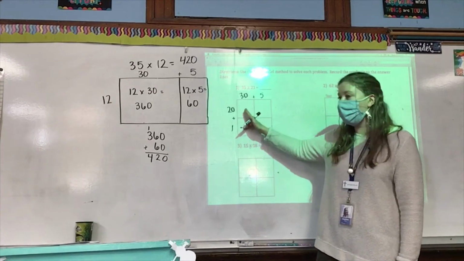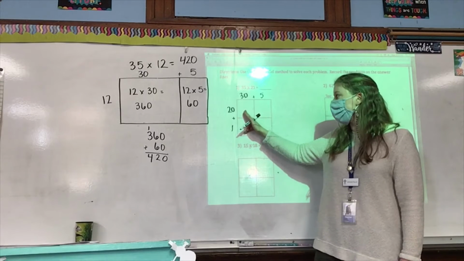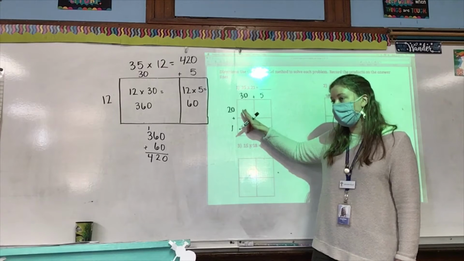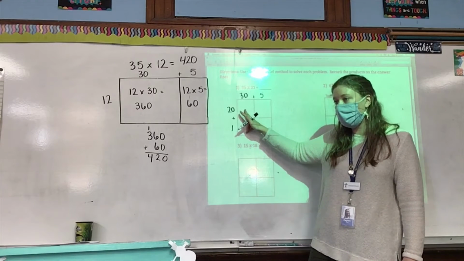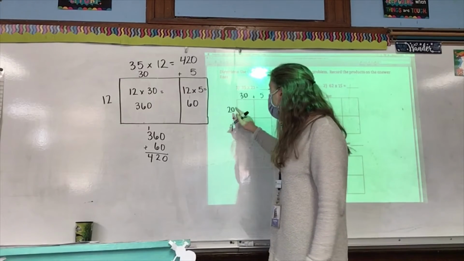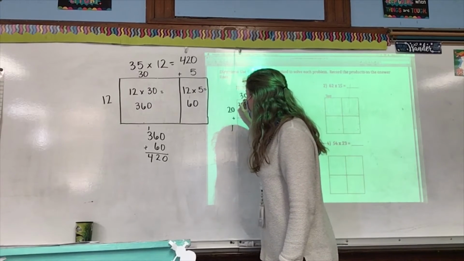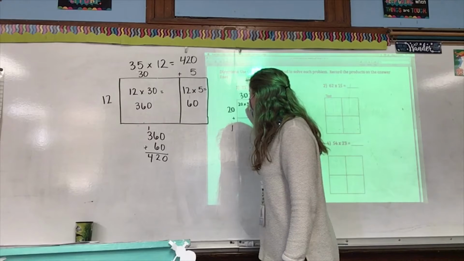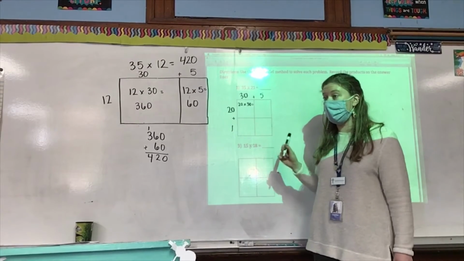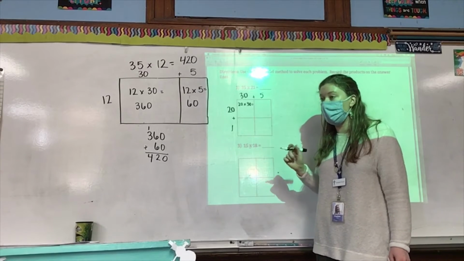Now Kingston, in this box, we're going to multiply the factor on the side by the factor on the top. So what does this multiplication problem look like? 20 times 30. Let's figure out all of our multiplication problems, then we'll come back and solve, okay?